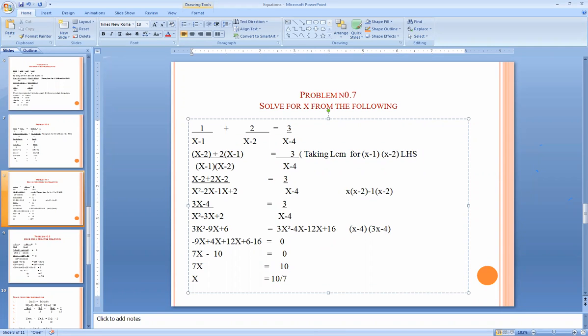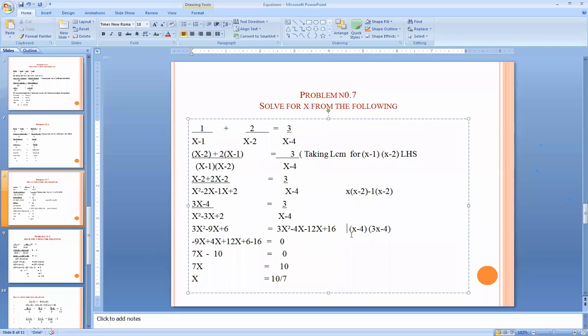3 into, this is nothing but 3 into x square minus 3x plus 2. When you cross multiply, 3 into x square is 3x square, plus into minus is minus, 3 3s are 9x, plus into plus is plus, 3 2s are 6.